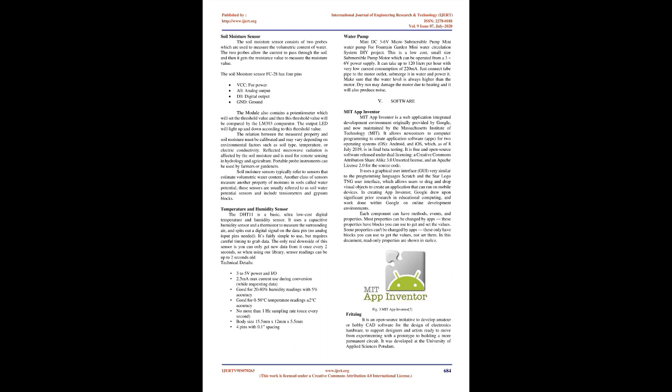Water pump. Mini DC 3-6V micro submersible pump, mini water pump for fountain, garden, mini water circulation system, DIY project. This is a low-cost, small-size submersible pump motor which can be operated from a 3-6V power supply. It can take up to 120 liters per hour with very low current consumption of 220 mA. Just connect tube pipe to the motor outlet, submerge it in water and power it. Make sure that the water level is always higher than the motor. Dry run may damage the motor due to heating and it will also produce noise.